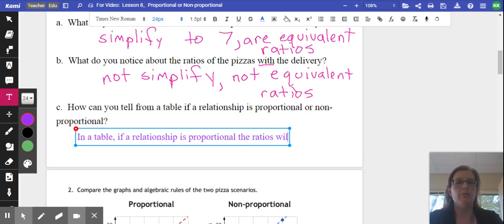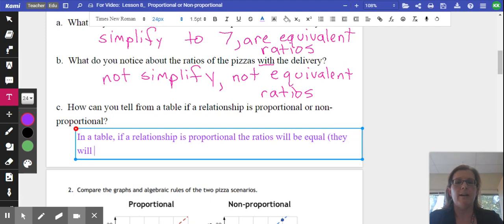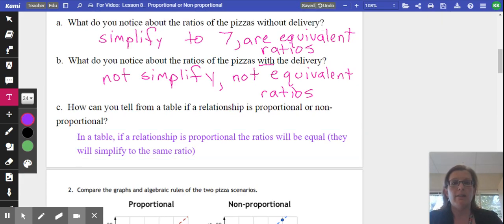The ratios will be equal. We tested that by figuring out that they will simplify to the same ratio. If they are non-proportional, then they don't do that. If they're non-proportional, they will not simplify to the same ratio.